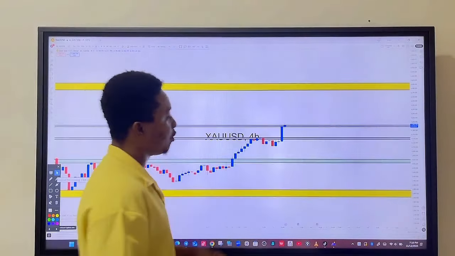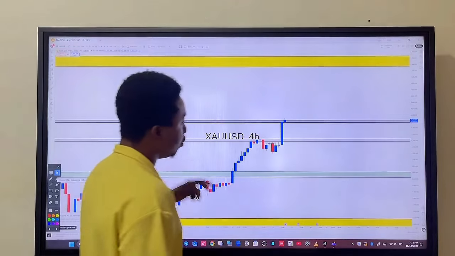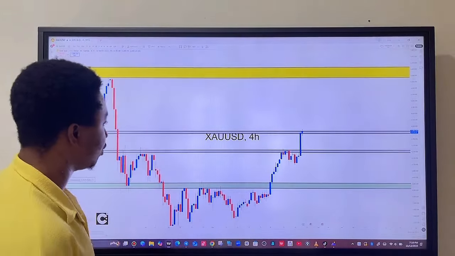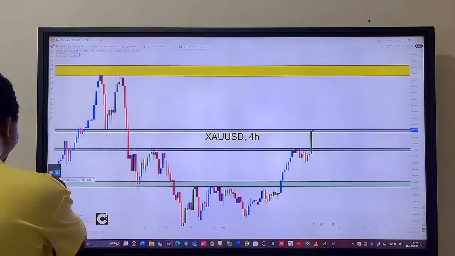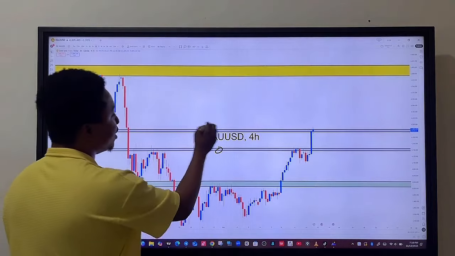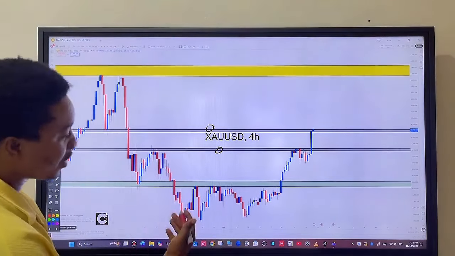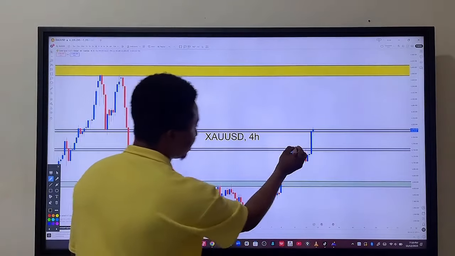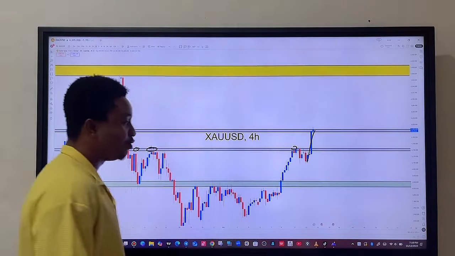Alright, so this is the 4-hour time frame of gold. Let's add our final touch over here. On the 4H time frame of gold, we have the 4H upper and then the 4H lower zone. So what happened on the 4-hour time frame? Buyers were able to break above the 4-hour resistance level with a push all the way to the upside.